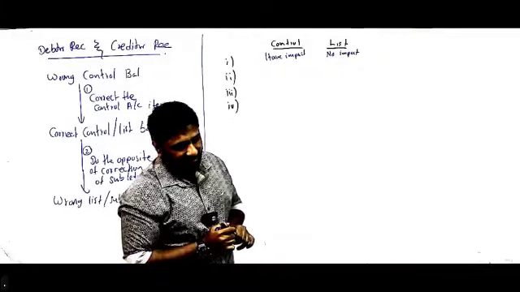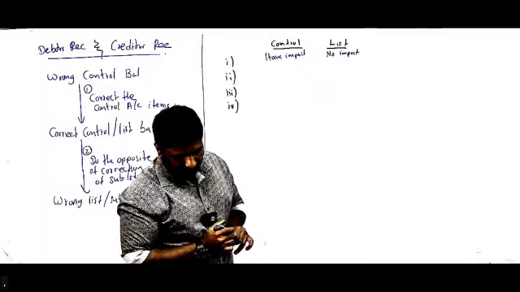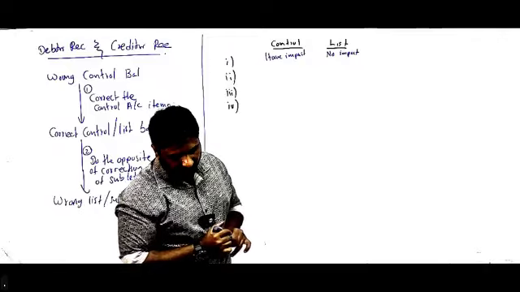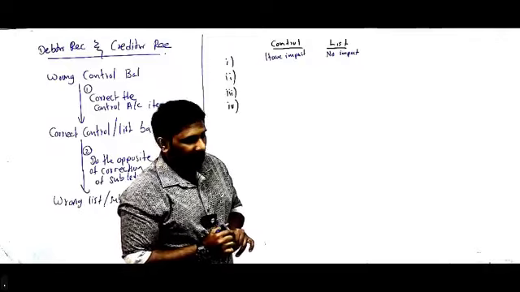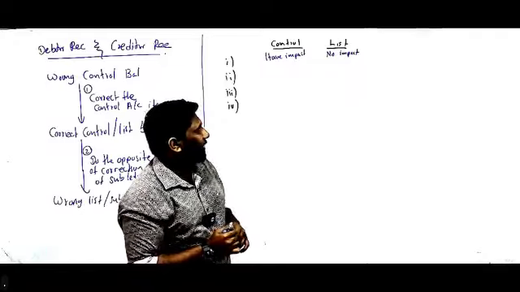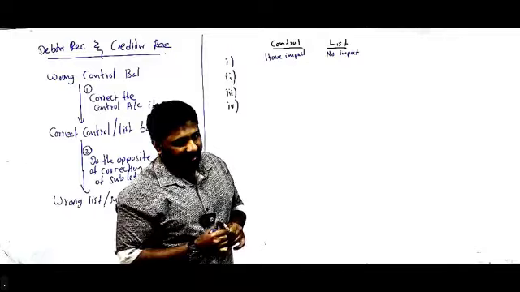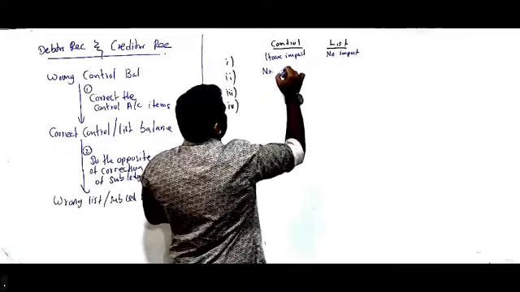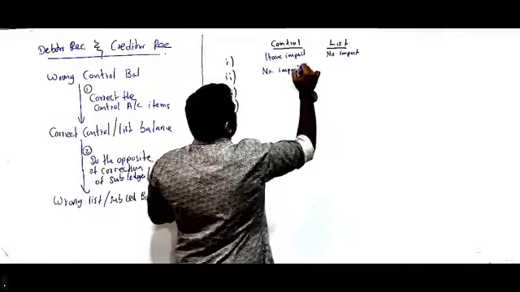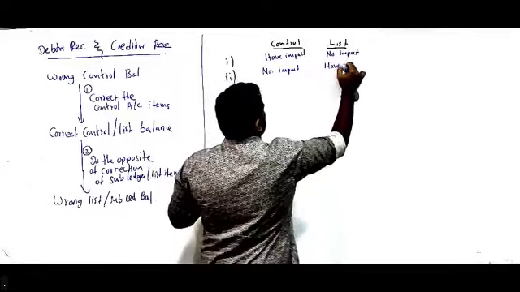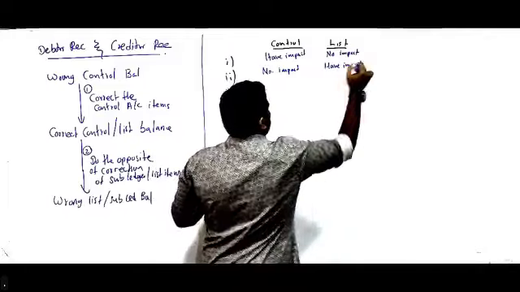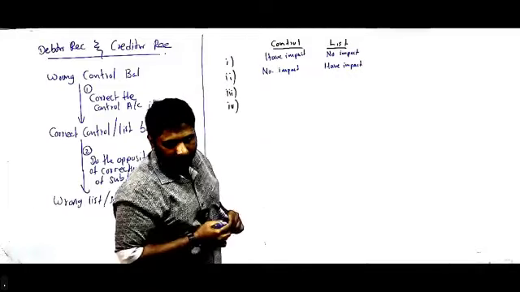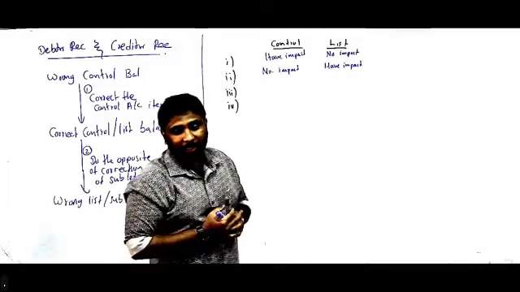Read the second transaction. Kamala's balance 40,000 was omitted from where? Debtor ledger. Where is the impact? On the list. So here no impact. Here have impact. Write it. What will I do without writing?